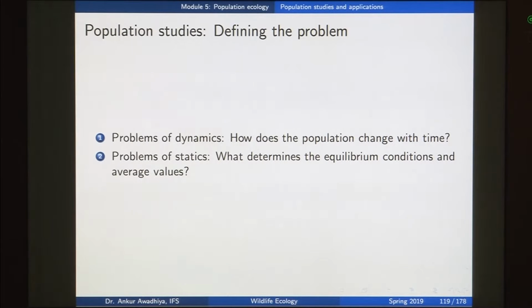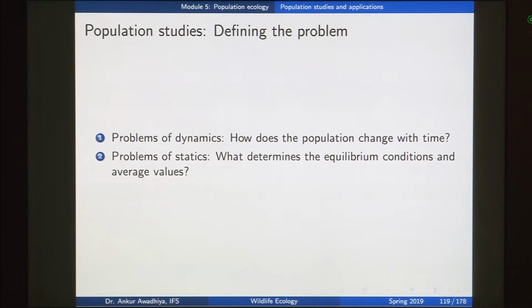The second kind of studies are known as problems of statics. In the case of statics, you are looking at a static population, there is no change happening with time. So, it asks the question, what determines the equilibrium conditions and the average values. So, for instance, if you see that in your forest you have, say, 40 tigers, and this year you have 40 tigers, 5 years ago you also had 40 tigers, even 10 years back you had 40 tigers. So, there is nothing changing in this population. We are having some births, we are having some deaths, but more or less everything is getting cancelled out and the population is remaining static at 40 tigers.